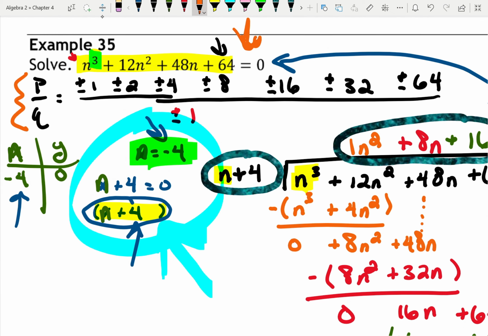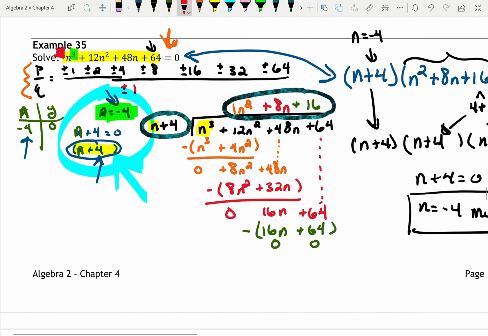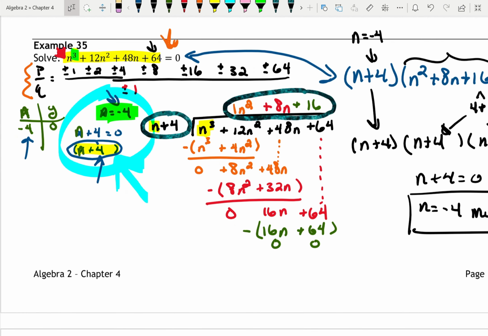So we looked at factors of 64. Those were these top numbers here: plus or minus 1, 2, 4, 8, 16, 32, and 64. And nicely, our denominator was just going to be plus or minus 1 because we had a 1 in front of the n cubed. Those numbers are given to us by the rational roots theorem, and they tell us that if the roots are rational, then they have to be listed there somehow.